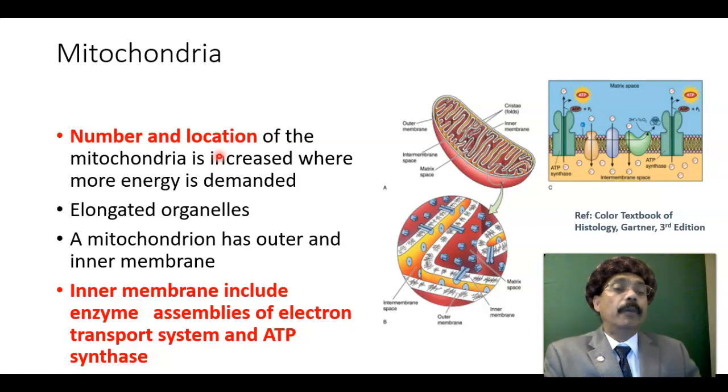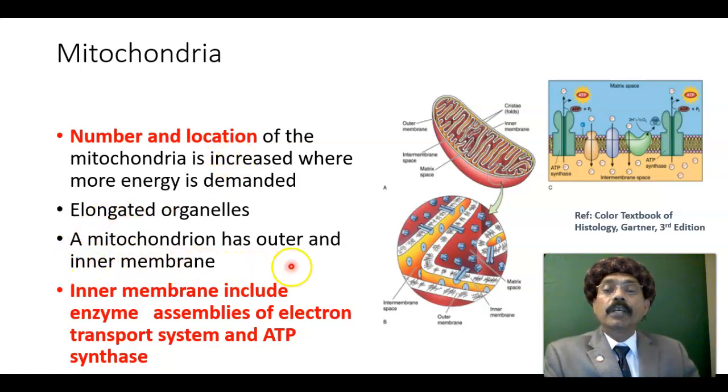In the hepatocyte, there may be around 2000 mitochondria in a cell, but the number is decreased where there is less activity, like in the osteocyte or in the adipose cell, where we get a smaller number of mitochondria.